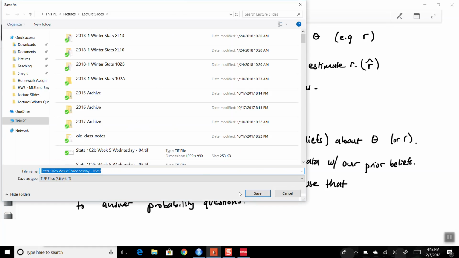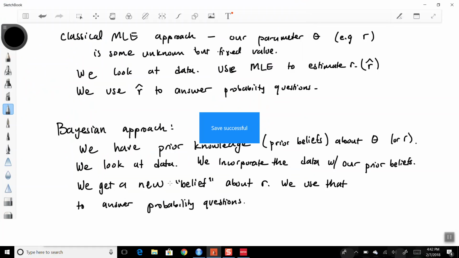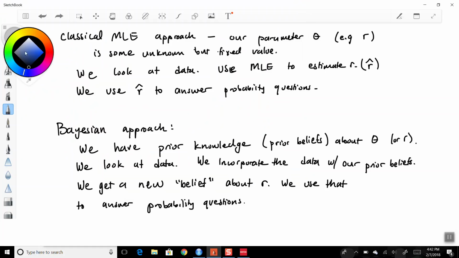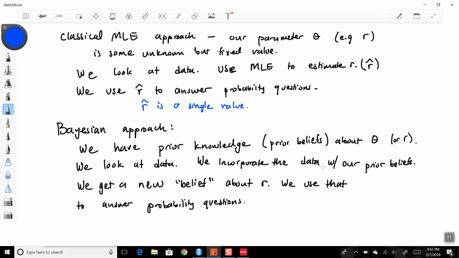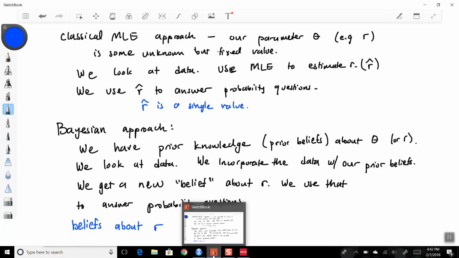Okay, and when you look at this, you're like, well, that doesn't sound too different, but it is totally different, all right? Because the thing here is that with an MLE approach, the R hat up here, the biggest difference is R hat is a single value. Down here, the beliefs about R are represented by a distribution.